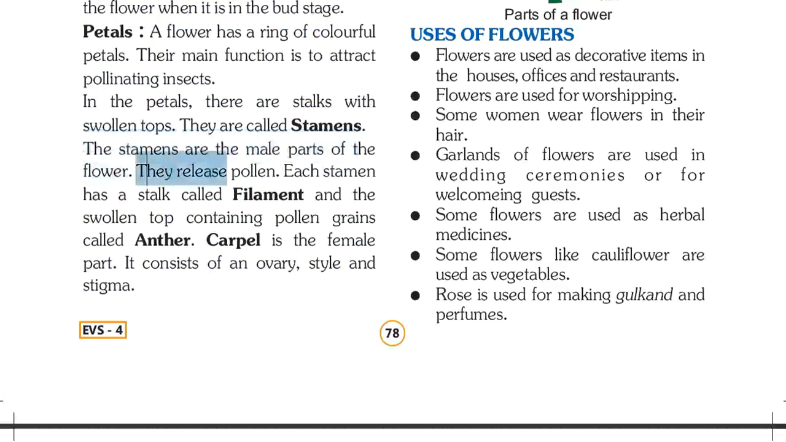They release pollen. Each stamen has a stalk called filament and the swollen top containing pollen grains called anther. Carpel is the female part. It consists of an ovary, style and stigma.